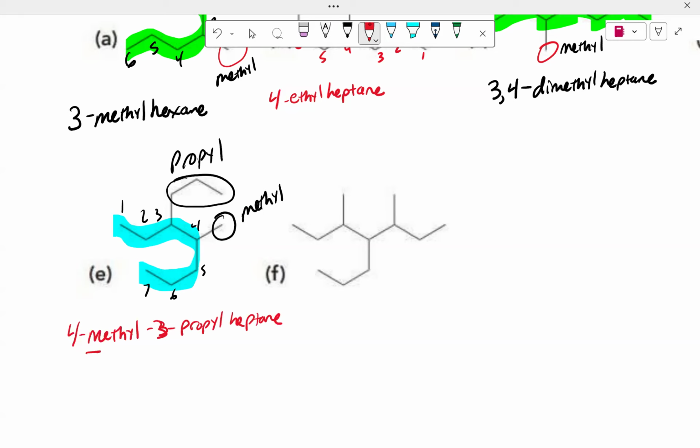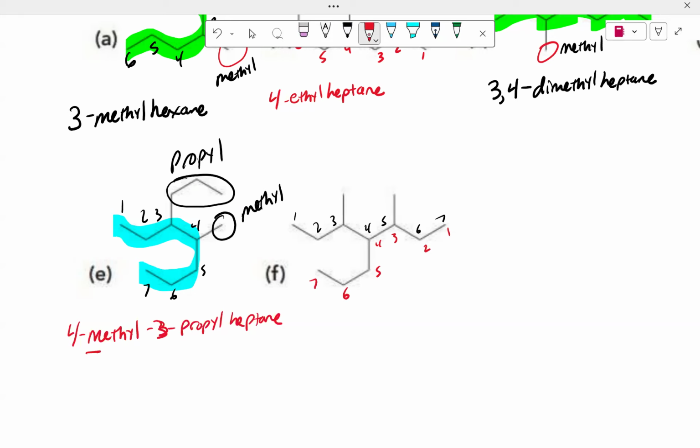All right, now with this final one, let's find the parent chain here. So I can do 1, 2, 3. I'm not going to go here because there's obviously something longer. If I just go left to right, 1, 2, 3, 4, 5, 6, 7. And what if I did this? 1, 2, 3, 4, 5, 6, 7. So I have two parent chains, or two chains that are equal in length. They're both the longest way I could do this.